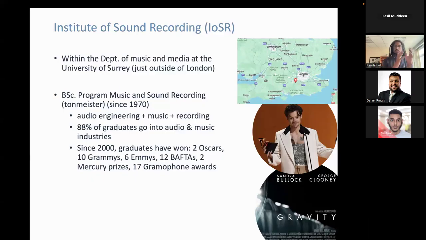I tend to teach and do research in audio signal processing a lot. Many of our graduates go into various audio and music industries, and they've done really exceptional things. They've won Oscars and Grammys, and we've had graduates do the sound for Gravity, all of these kinds of things. Audio signal processing is a fundamental part of all of these various activities.